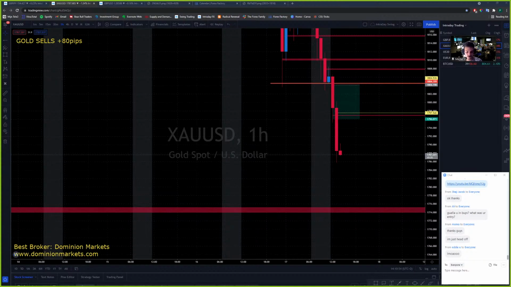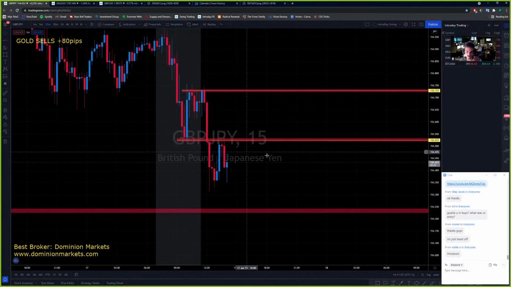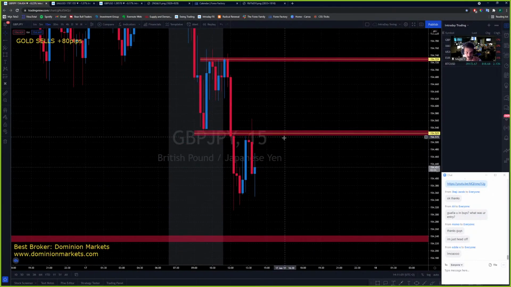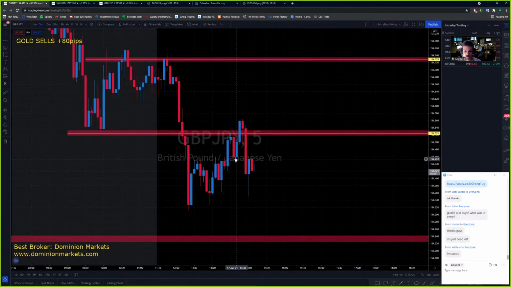Buys above 154,480. I think you can get safer, more probable buys above 500 rather than 480. 480 is a little low. I don't know why 480, but above 500.